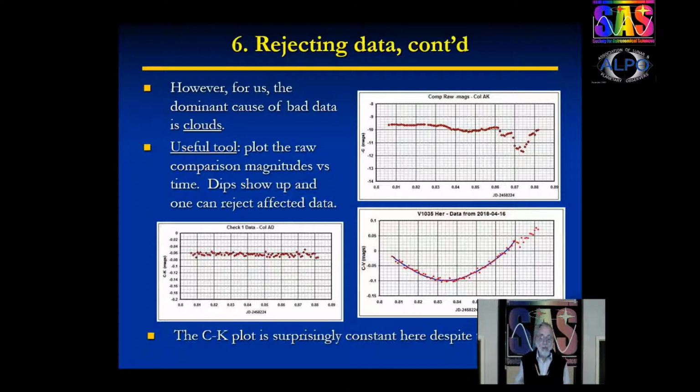Oddly enough, if you plot the check minus the comparison star, which we all should be doing, it's very flat there. So I have no explanation for that, other than that perhaps the two stars were close together and not too affected by the clouds.